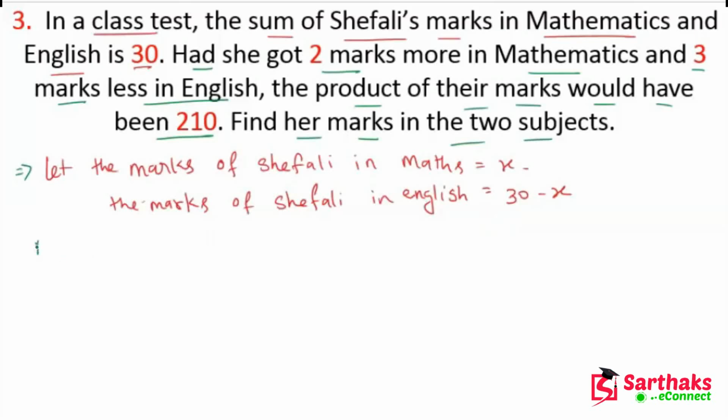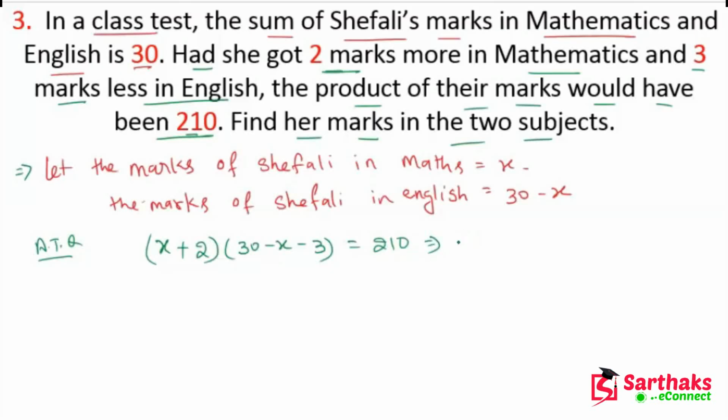Now according to the question, she got 2 marks more in mathematics. It means X plus 2. And 3 marks less in English. It means this will become 30 minus X minus 3. And the product of their marks would have been 210. It means this is equal to 210.